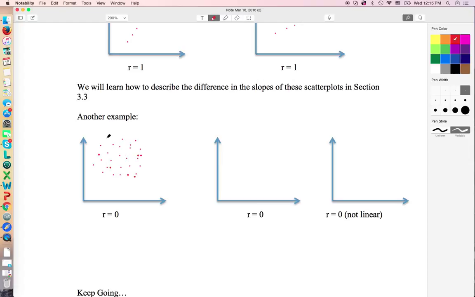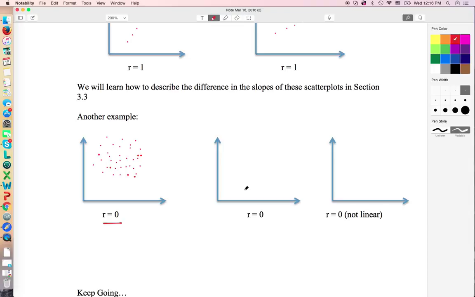Everywhere we look, it's just a cluster, a jumble of points. And there, of course, it doesn't make sense to talk about a positive association. It doesn't make sense to talk about a negative association because there isn't an association between x and y. There doesn't appear to be any relationship between those two variables. So that's one obvious situation where we have a correlation coefficient whose value is 0.